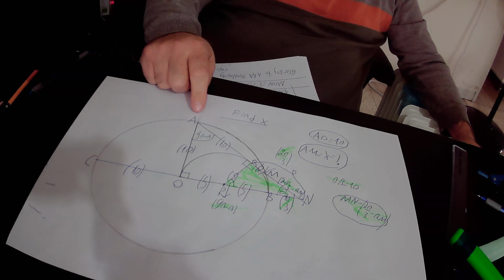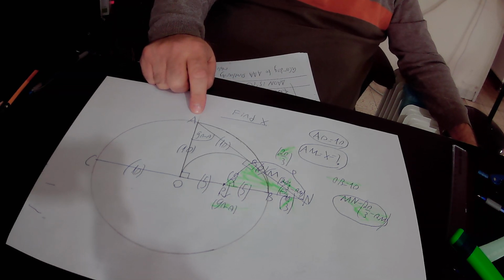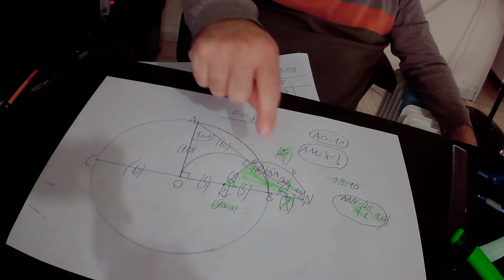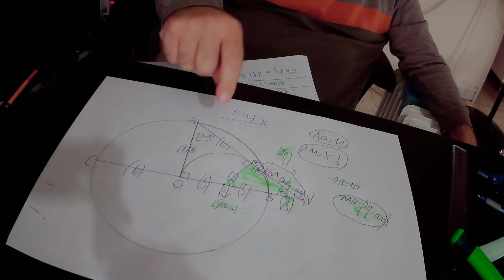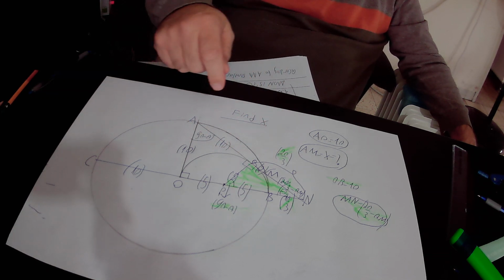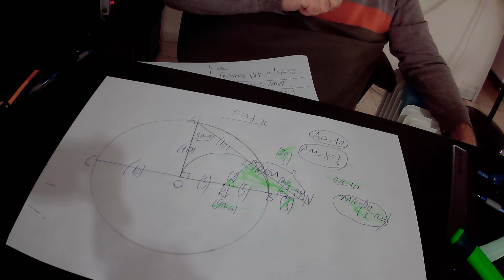Then we focus on this point, point A. Point A is an external point in relation to this semicircle. Why? Because point A is not located inside this semicircle, nor on this semicircle. Therefore, it is an external point in relation to this semicircle.